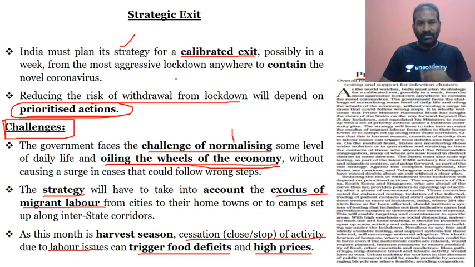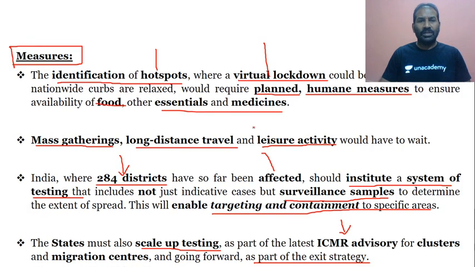What is important is the prioritized action. We have looked into migrant laborers, the harvest season, and oiling the wheels of the economy. Carry on, sir. Okay, Madhu says carry on, sir. Okay, fine, I'll carry on. We have also seen identifying the hotspots. These are the keywords, along with making sure that testing is conducted. These are what we have looked into.